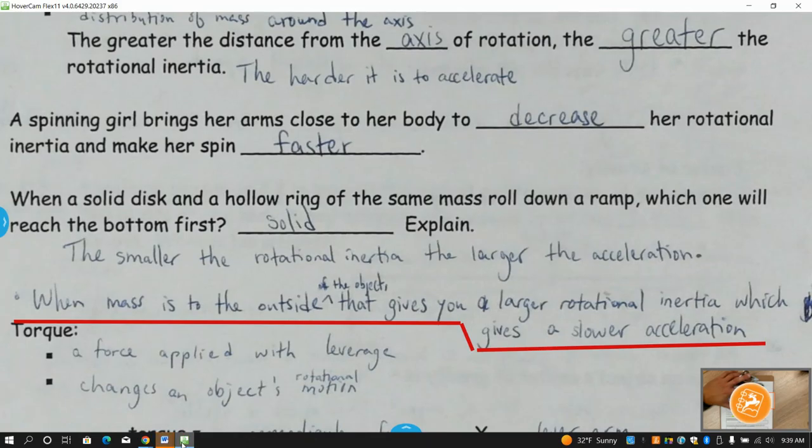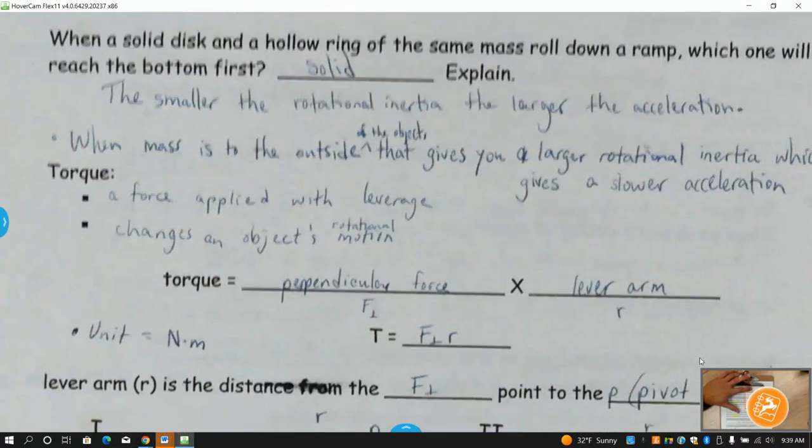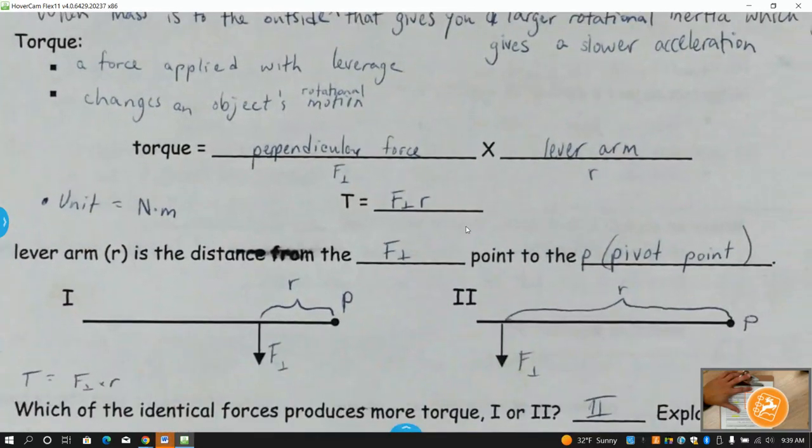So then we started to talk about force, more specifically force that causes rotation. Now, torque is a force that is applied with leverage, and it's going to change an object's rotational motion, get it to start to move, turn, spin.